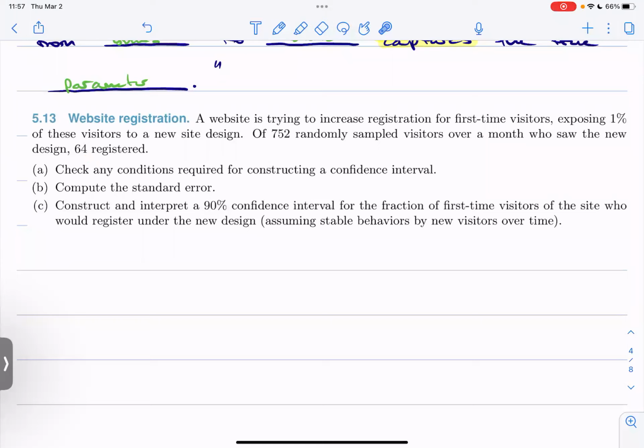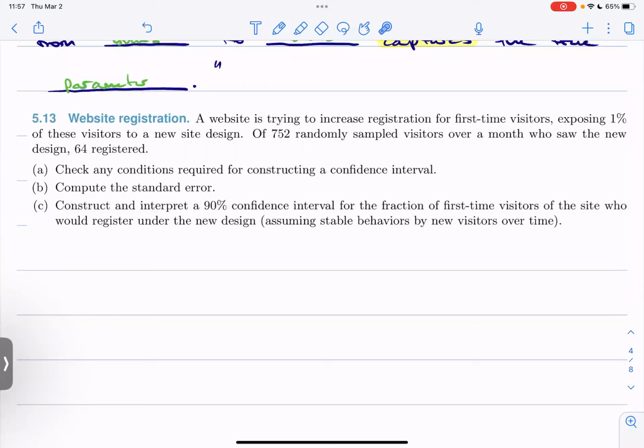Okay. Check any conditions required for constructing a confidence interval. We haven't talked about conditions because we know them all already. They are the conditions for using the normal distribution, right? And so you have to have independence, which if it was randomly sampled, then you can assume independence, okay? And the success-failure condition, right? I forgot to review them, but I said them now.